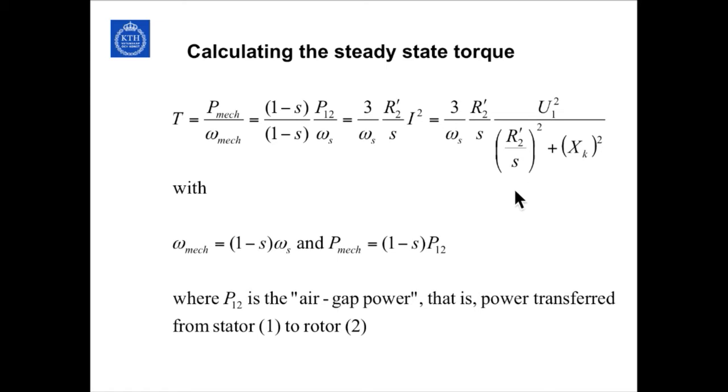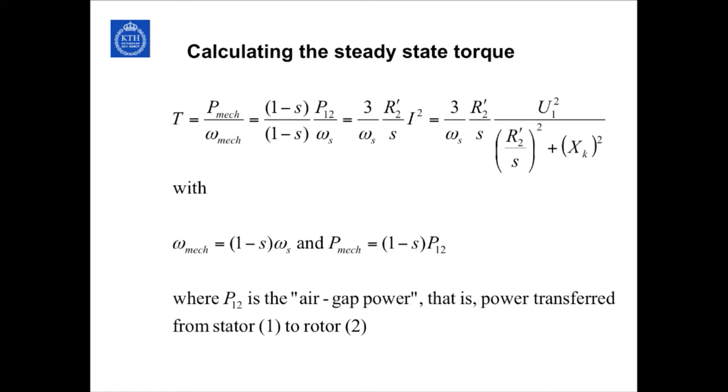If you continue to calculate it, you get this expression. We can see that the torque of the motor is determined by the resistance of this rotor circuit, applied voltages, and of course the leakage reactance and slip, where the mechanical speed is 1 minus S times the synchronous speed, and the mechanical power is 1 minus S times the air gap power.